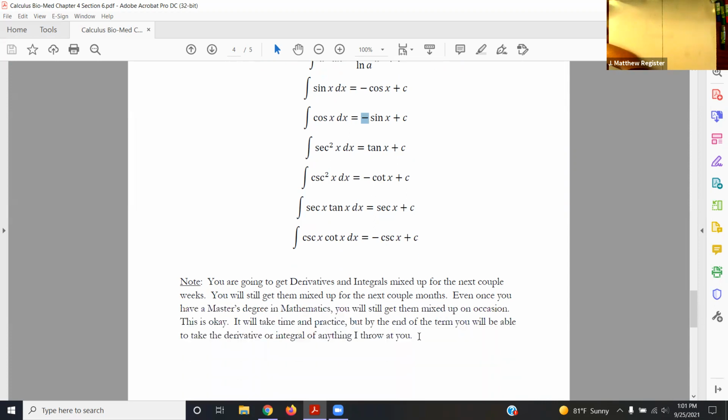I put a note down here just to make you feel a little bit better, because again, these can get very, very difficult. And so you're going to get derivatives and integrals mixed up for the next couple of weeks. You're going to get them mixed up for the next couple of months. And even once you have a master's degree in math, you will still get them mixed up on occasion. This is okay. It takes practice, but by the end of the term, you'll be able to take the derivative or antiderivative of anything I throw at you.